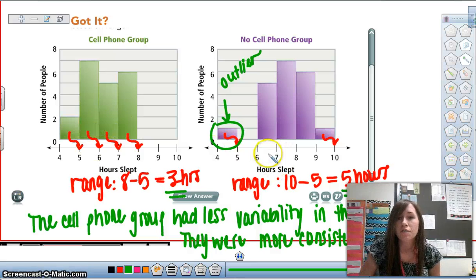And then for our no cell phone group, we had more variability because we had some all the way at 10, some all the way down at 5, but we had a big group here in this range too. But there's more variability in the no cell phone group, and there is less variability in the cell phone group. They're more together, they're more consistent.